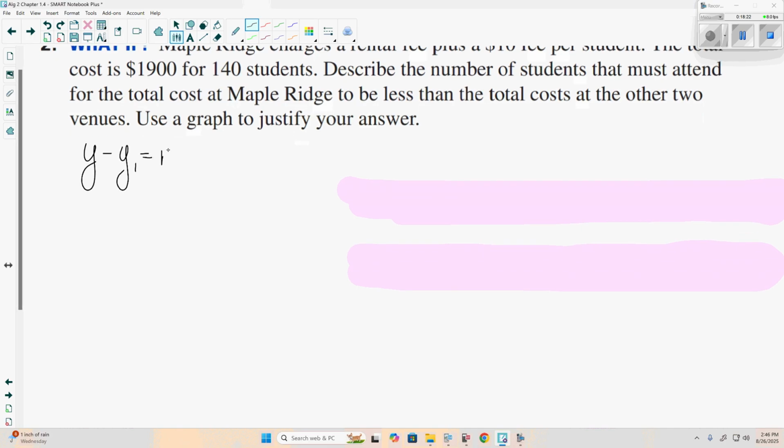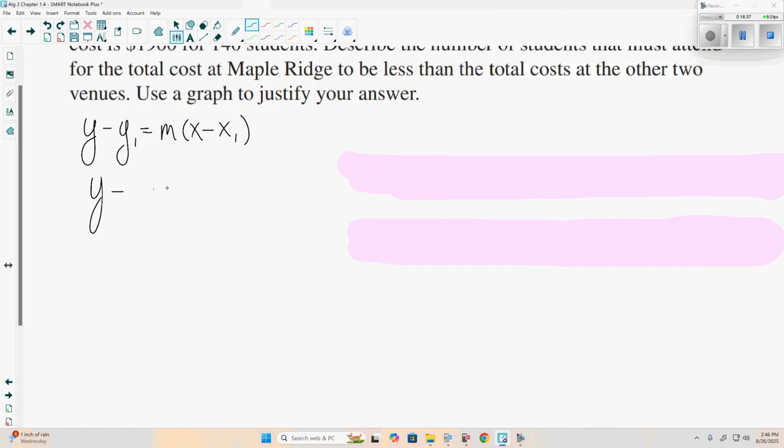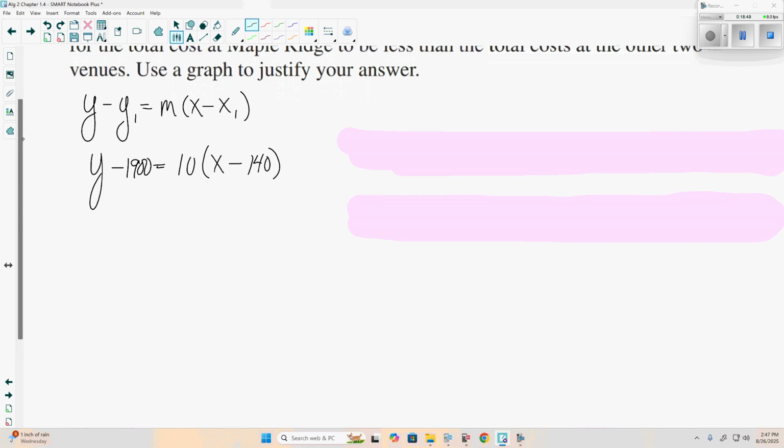So, really it's going to be helpful to have the equation of a line so that we can compare the two, or really three, together. We can compare and see which one's more expensive or not. Now they gave us the slope. The slope was 10. They also gave us a point. They said for 140 students, it cost $1,900.